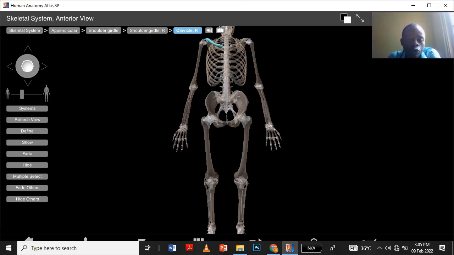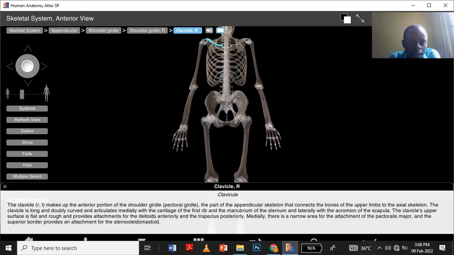When we say two joints, we mean two points of articulation. The first point of articulation is with the axial skeleton, while the second point of articulation is with the scapula at the back. We'll get to the scapula very soon. In case you're wondering where the scapula is, we'll show all of that very soon and you'll have a clear knowledge of everything. So let's just have a few notes about this.